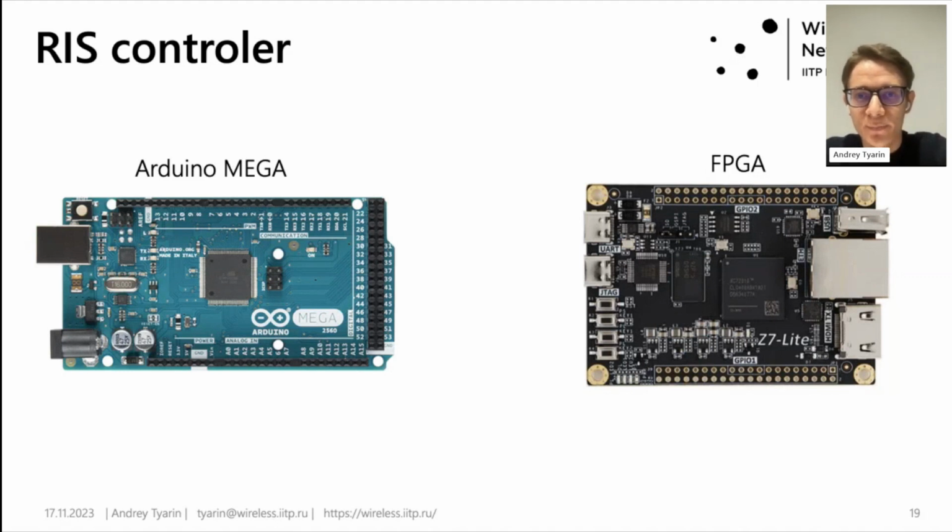It has around 50 digital input-output pins, 15 of them capable of using 8-bit pulse width modulation, or PWM. The controller's maximum clock frequency is 16 megahertz, and it supports I2C, SPI, and UART interfaces. The parameters of an FPGA depend on the used model, but usually its maximum clock frequency and the number of digital outputs are more than those of Arduino.